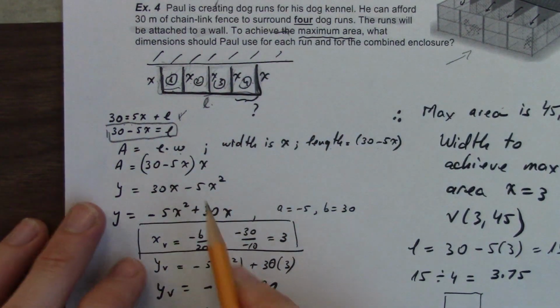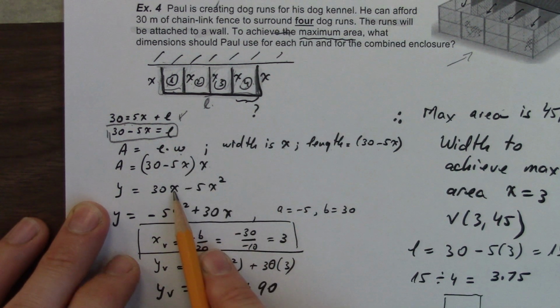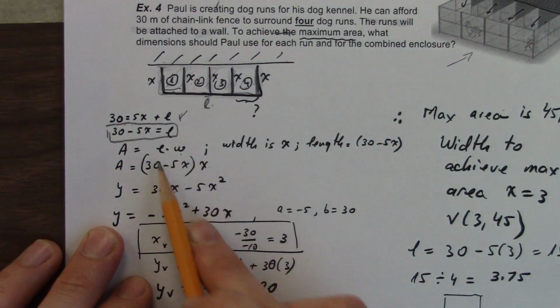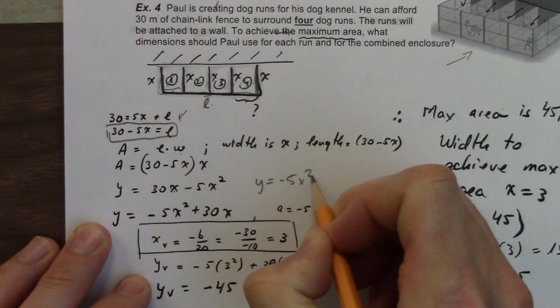Okay? So we rearrange that equation now. We multiply this to expand it. We get negative 5x squared and 30x, right? Multiply this times this. Again, I would have probably written it like this.